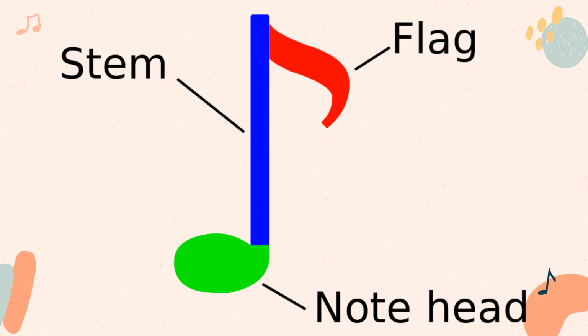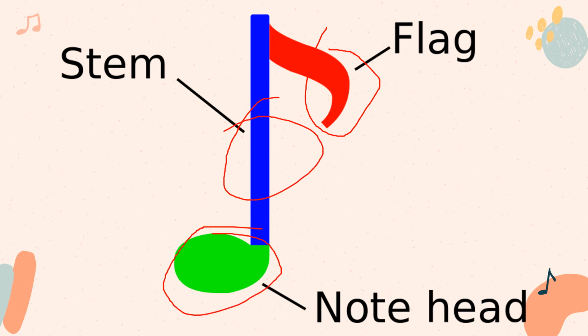We have the flag, the tail. And then we have the stem, the body. And this is the note head. Previously, there are other terms for the flag, so let us just use flag as the general term. So, these are the parts of the notes: the flag, the stem, and the note head.